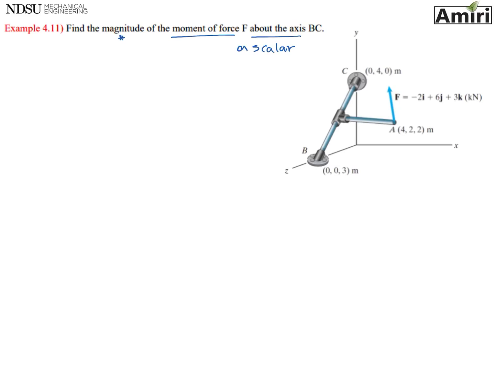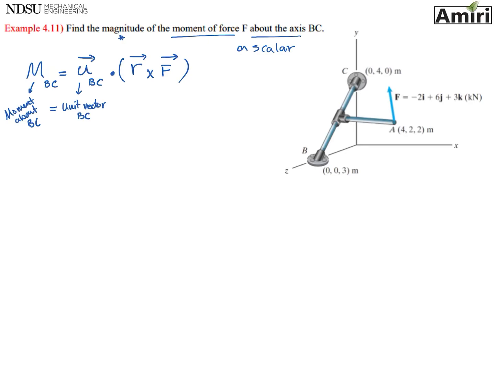If you remember, moment about an axis, which here is BC, I didn't put an arrow on top because it's a scalar, equals the unit vector of that axis, which again here is BC, dot producted by R cross F. So let's review what these are. This is the moment about BC equals the unit vector of that axis, whatever that axis might be, which here is BC, dot producted by R cross F. F is our force, which is here given in Cartesian vector format.